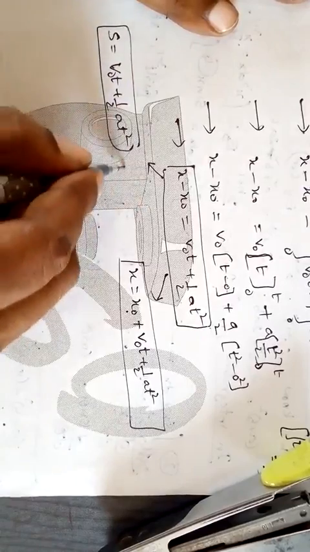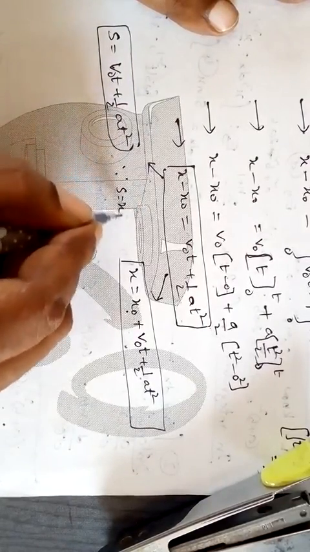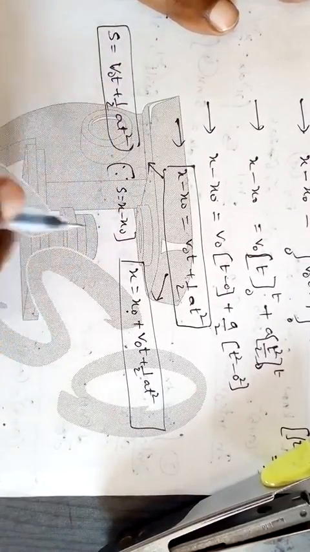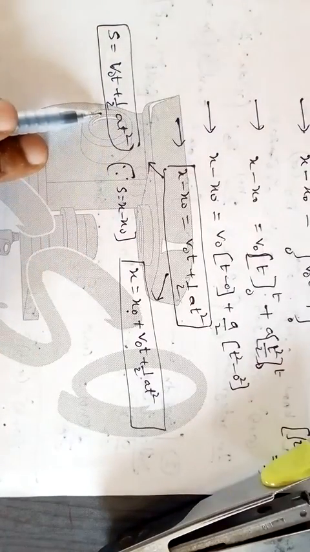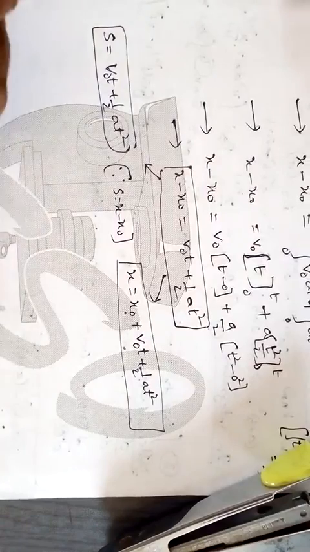Why am I writing here? Since s equal to x minus x0. What is this? Final position minus initial position is called displacement. So this is the second equation.